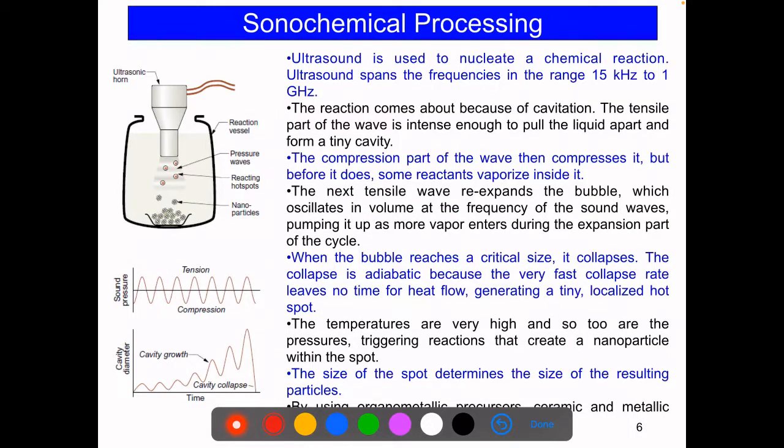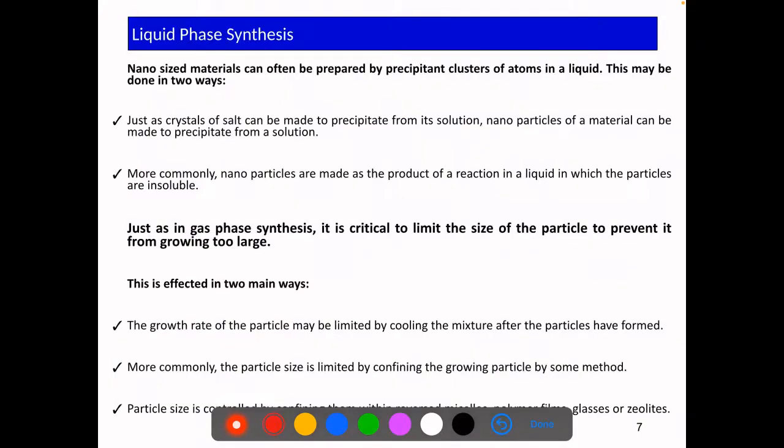Or there are some other fancy-sounding approaches that you can take, which is called sonochemical processing, and you can read it from here. I'm not going to read every single line, but the idea is the same. You just change the source of your energy, let's say, to obtain these nanoparticles in different forms. So that was the main idea underlying the gas phase synthesis, okay?